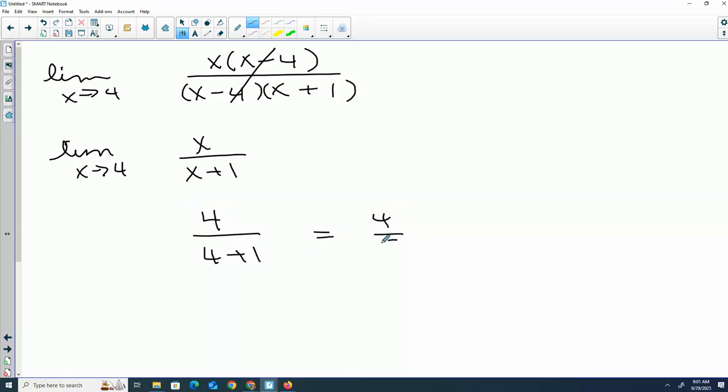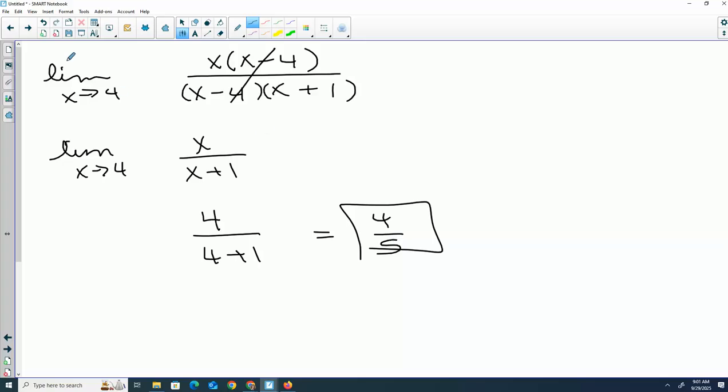So we get 4/5. So factoring and reducing is a very helpful strategy. Question number 10 that we talked about. Multiplying that out so things cancel is a very helpful strategy.